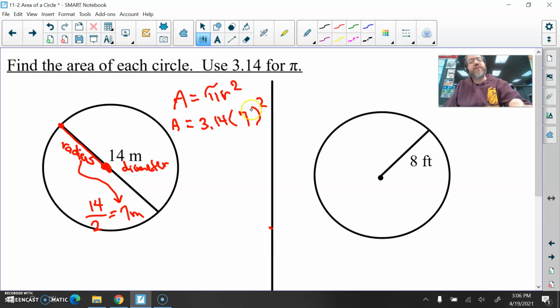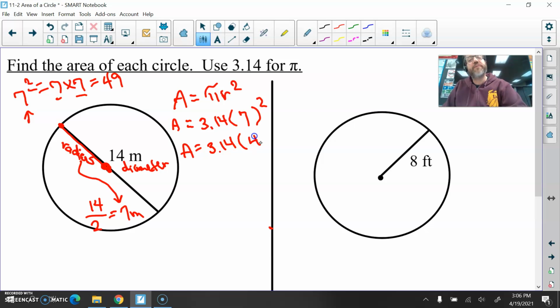And that means 7 times 7, which is 49. The exponent is telling you how many times this base of 7 appears as a factor. And see, it's appearing twice as a factor here. We have 7 times 7. We're multiplying that number by itself. There are no 2's involved in this problem. The squared simply means 7 is being multiplied by itself. It's 7 times 7, or 49. So area equals 3.14 times 49.